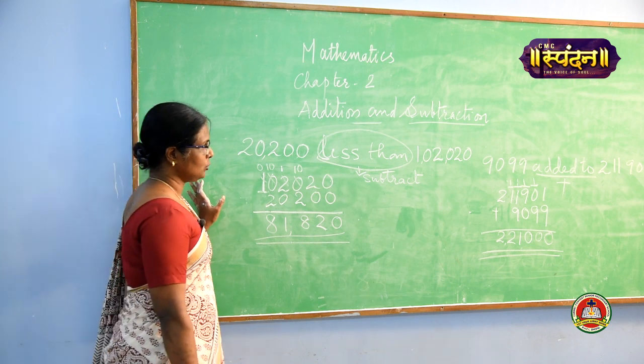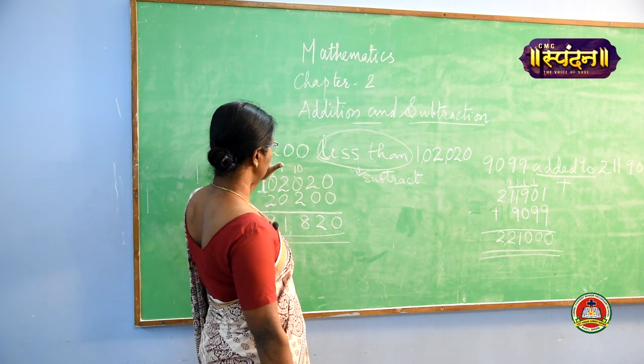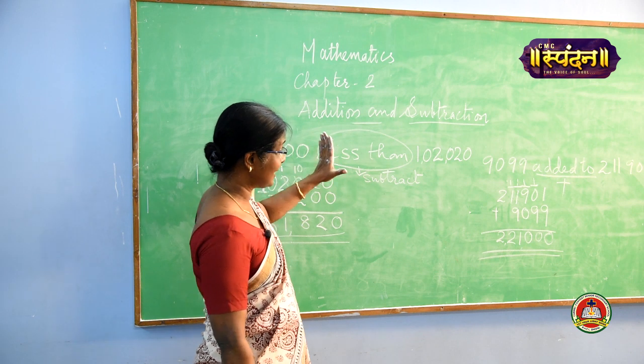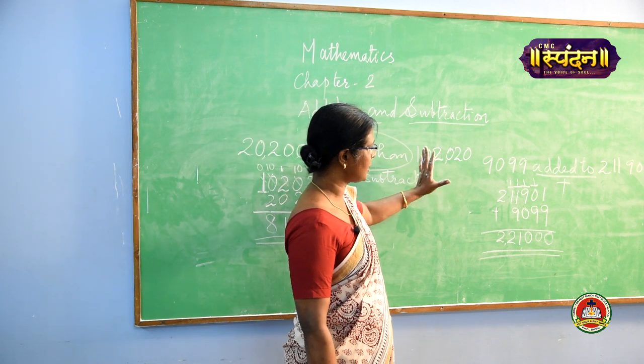Hope so it is clear to you. So you see the difference here. It is 20,200 less than 1 lakh 2020.